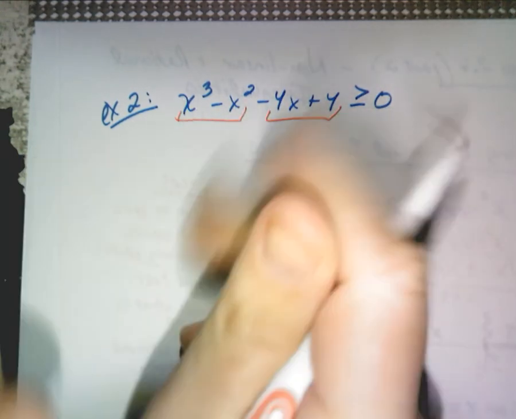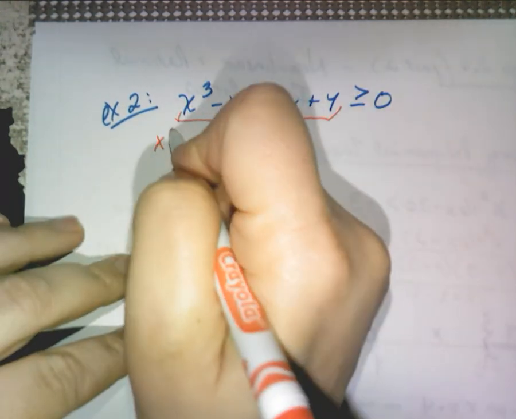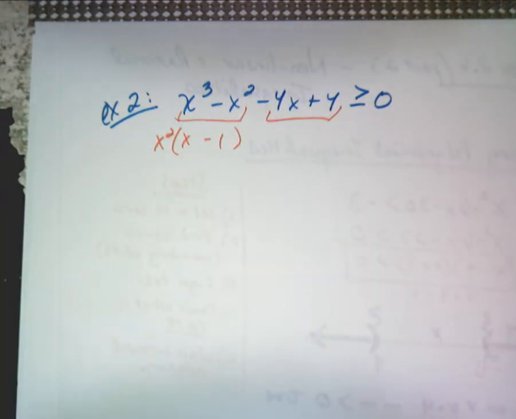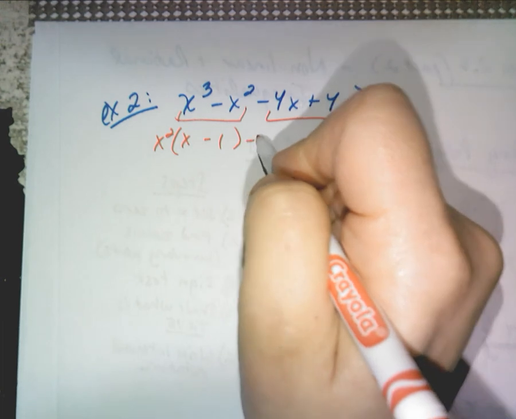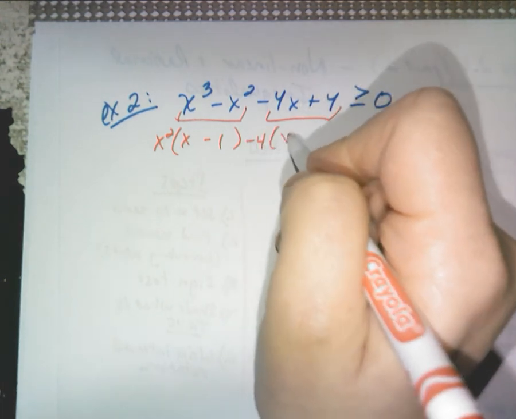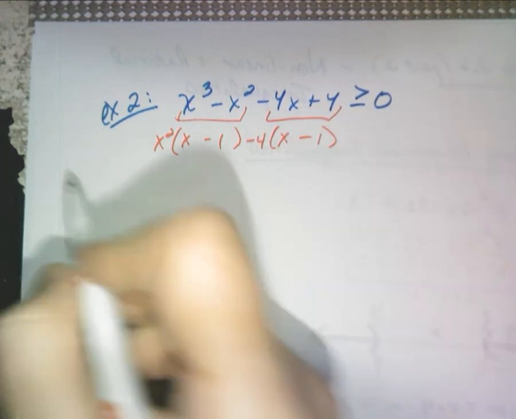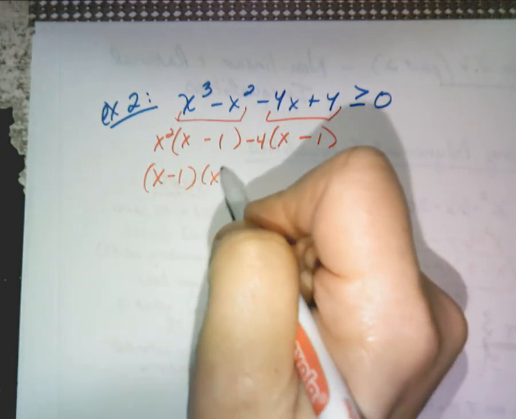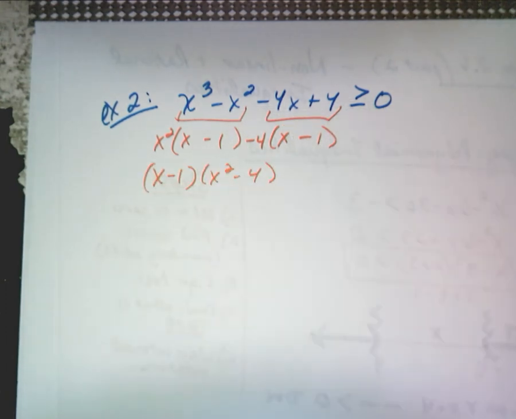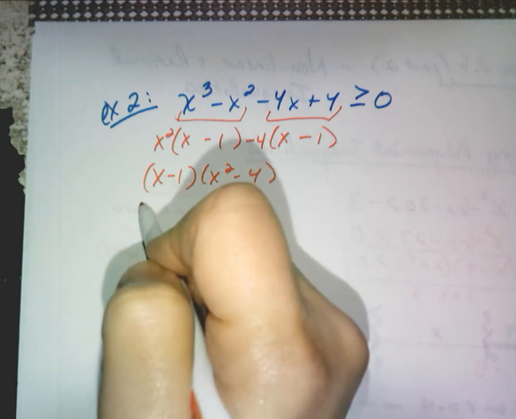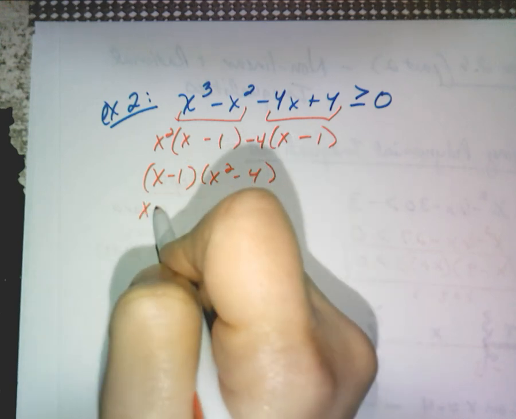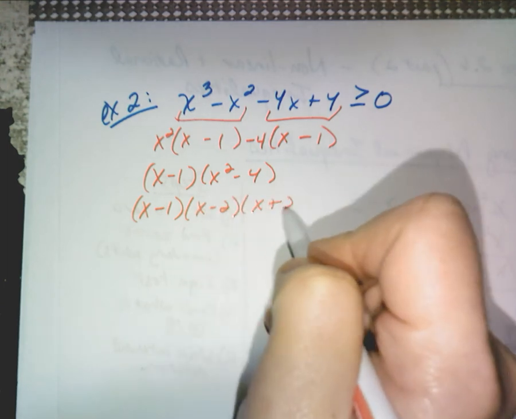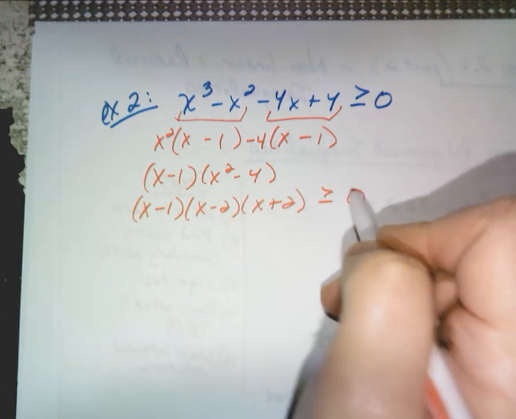What can you factor out of that? X squared, and you're left with x minus 1. What can you factor out of a -4x plus 4? -4, and you're left with positive x minus 1. Regroup, this would be x minus 1 times x squared minus 4. And what does that factor into? x minus 2 and x plus 2 greater than or equal to 0, okay?